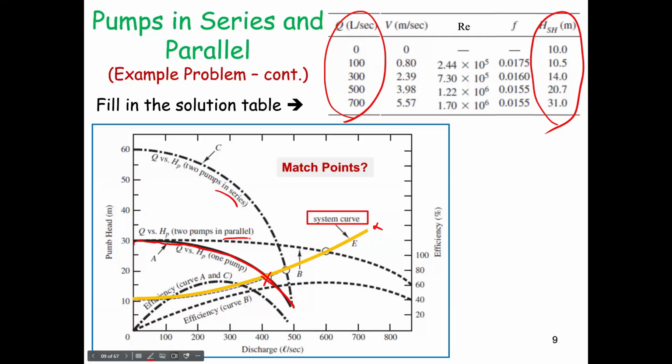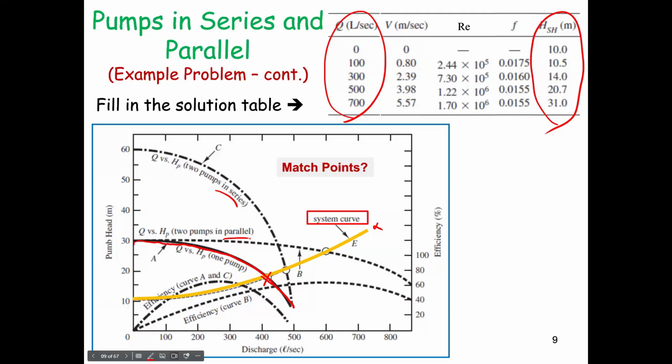So draw these two columns, which gives me the yellow line. I'm done. I just need to read what the intersection is between my line and the one that says one pump. Can you see that? So if you read this number, as Tanner said, it is 420, 410.